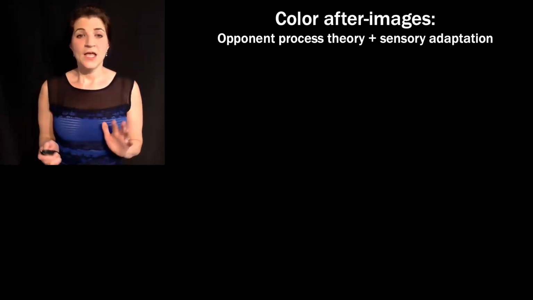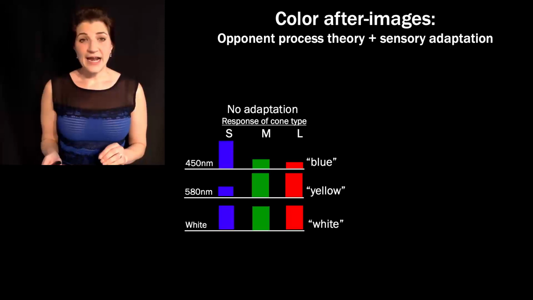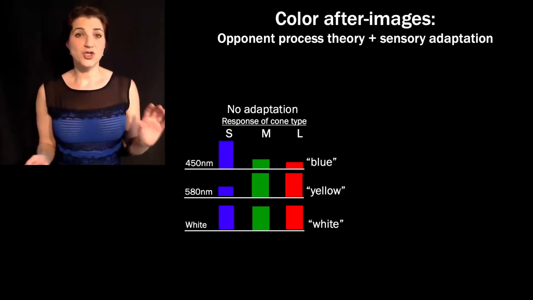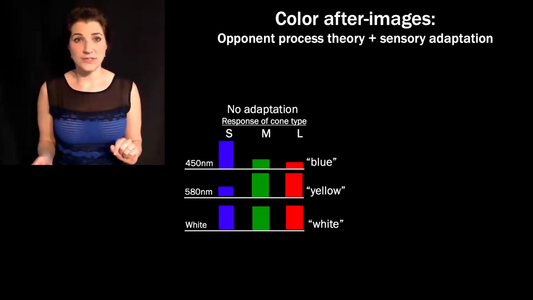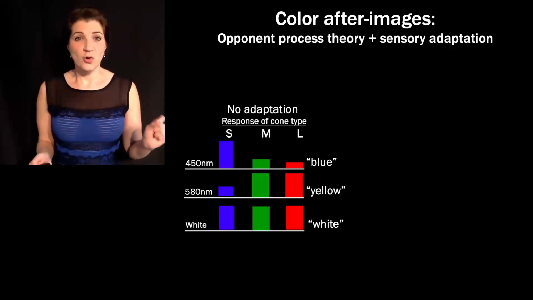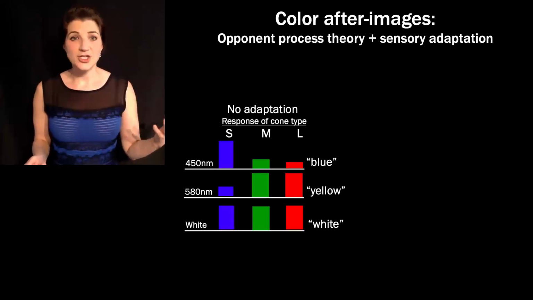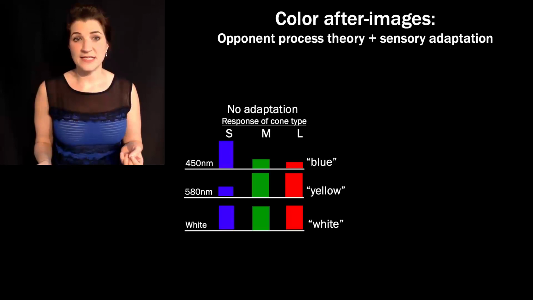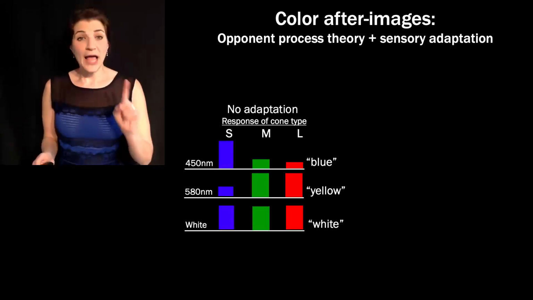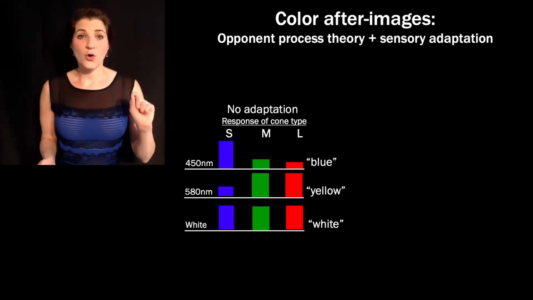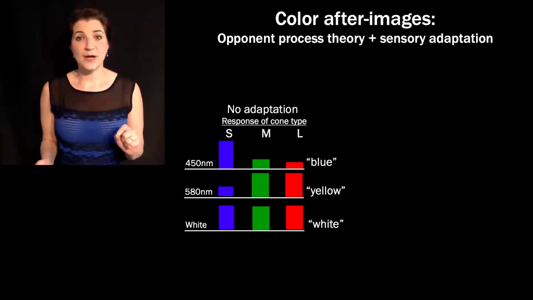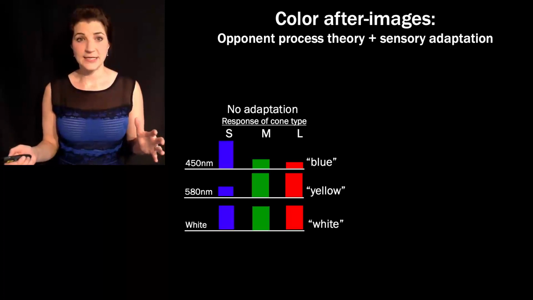Here's why. Typically, in the absence of adaptation, this is the pattern of changed activity that you see in the cones. So when we have short wavelength blue light, we see a big change in the response of the short wavelength sensitive cones, for instance. I want to emphasize here that all of the cones are showing a big change in activity in response to white light because it contains all wavelengths of light simultaneously.